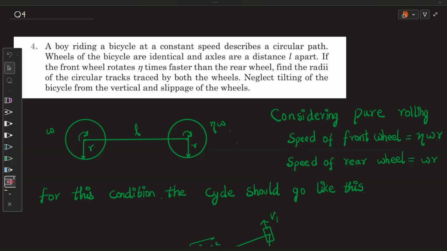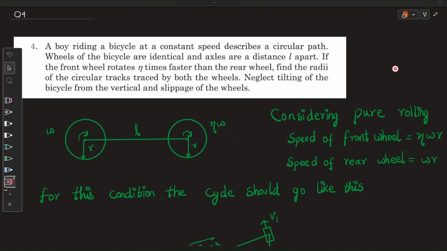Now if you're moving in a circular track on a cycle, what will you do to remain in the path? You have the handle which can control the direction of the front wheel. So that is the concept. Either you can turn the handle to the left, or you can tilt the whole cycle vertically to the left so that it moves to the left, correct? So there are two ways to turn left.